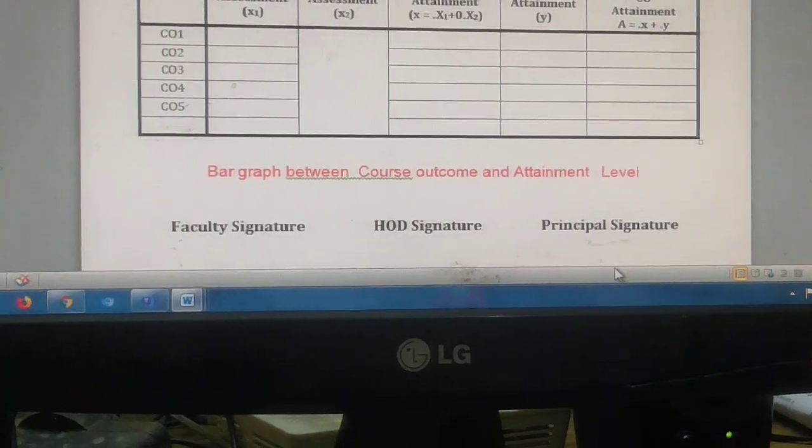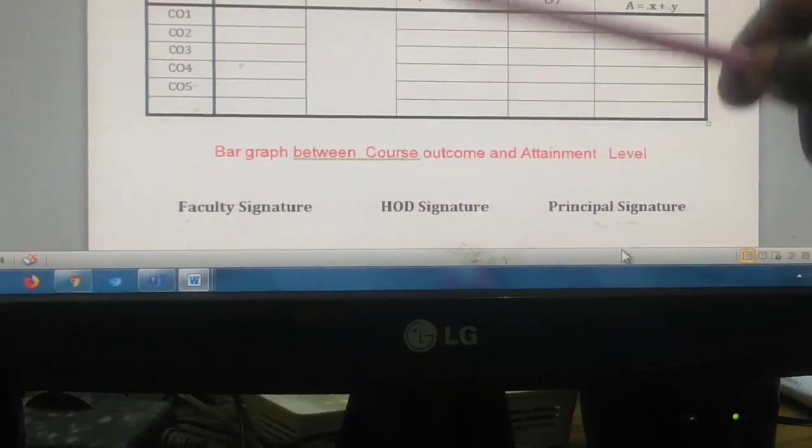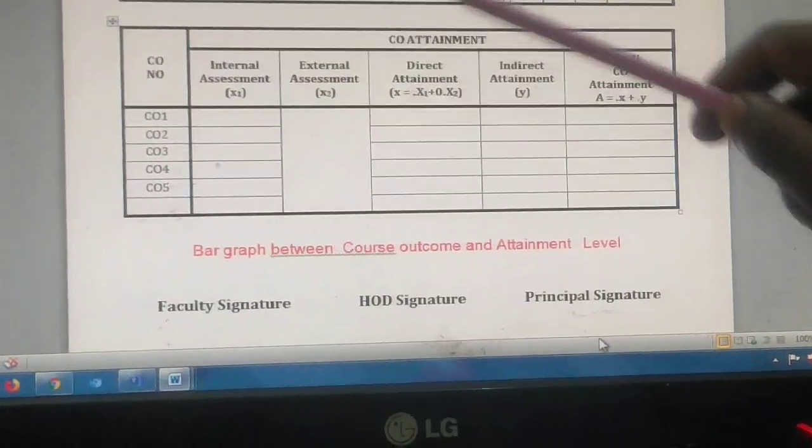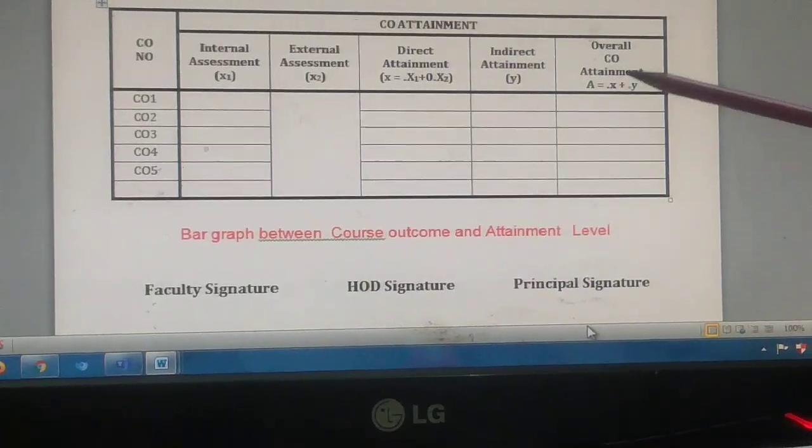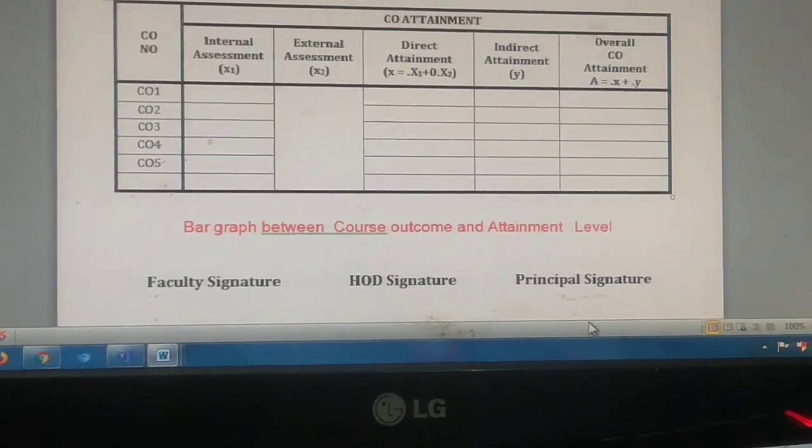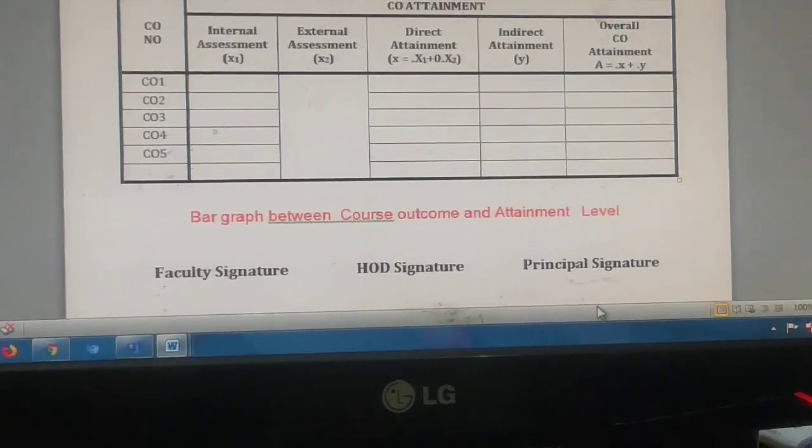For your case, you have to deviate, you have to assign any weightage for this x1, any weightage for this x2, any weightage for this x, and any weightage for this y. Okay, are you clear? Yes.